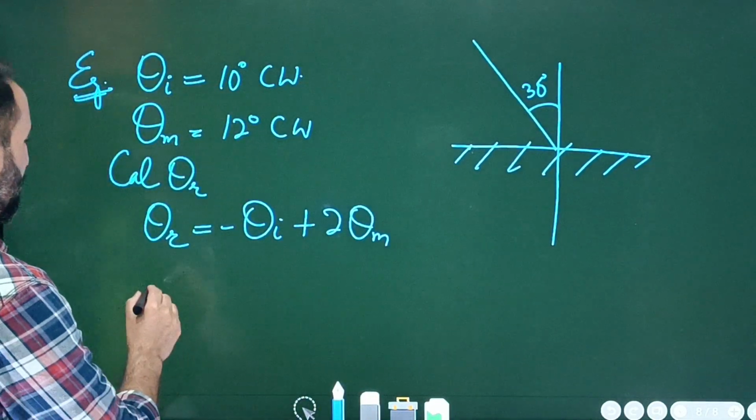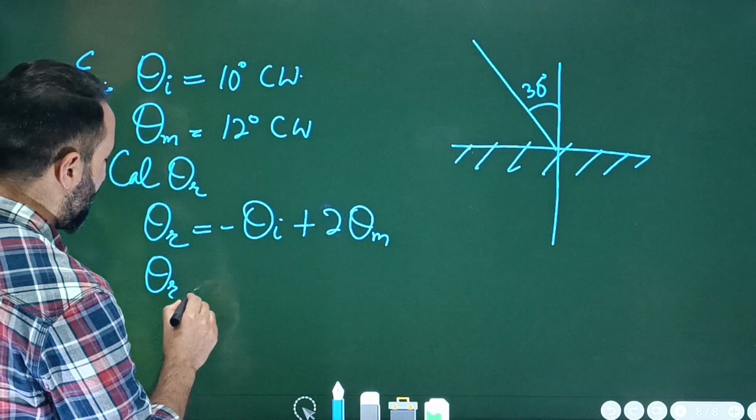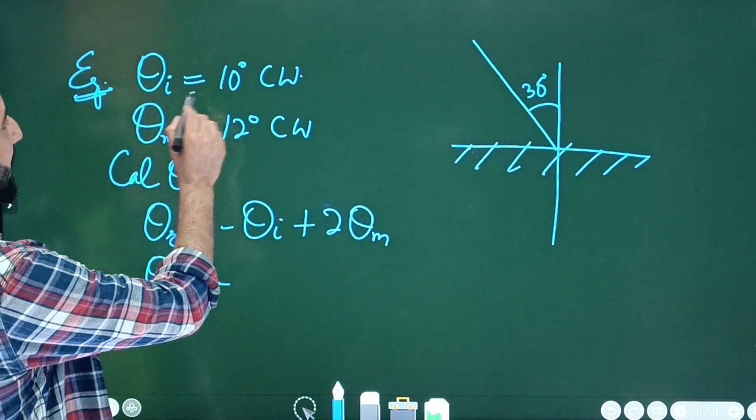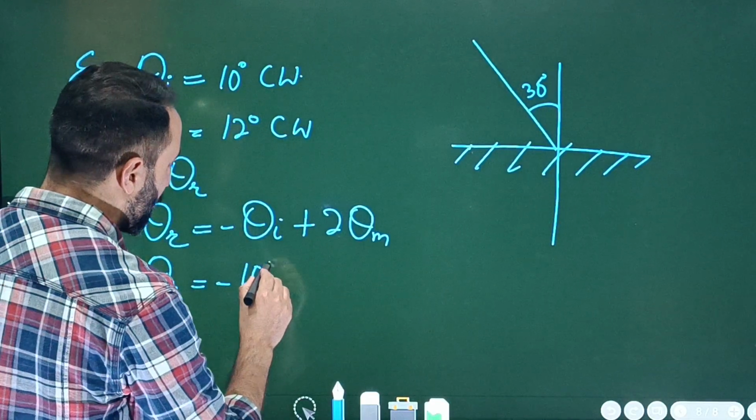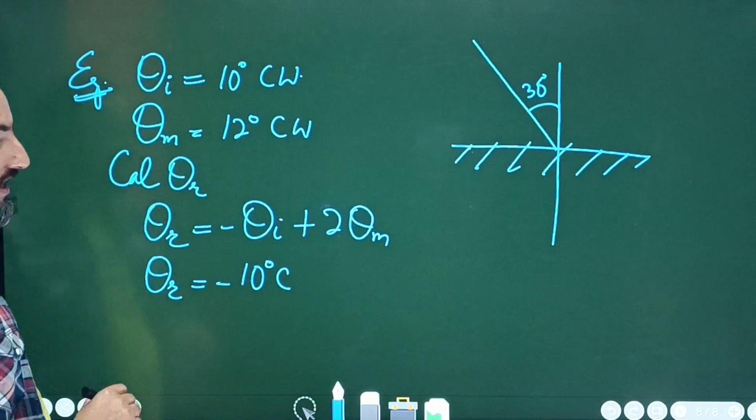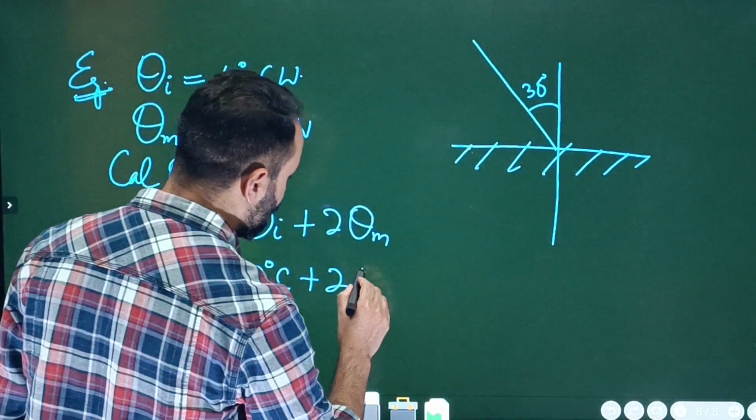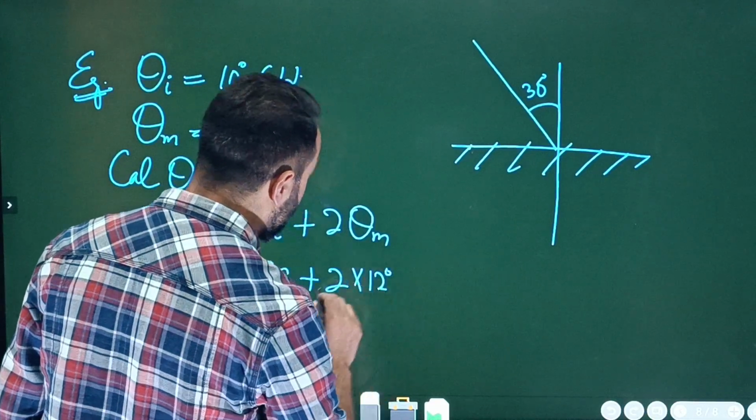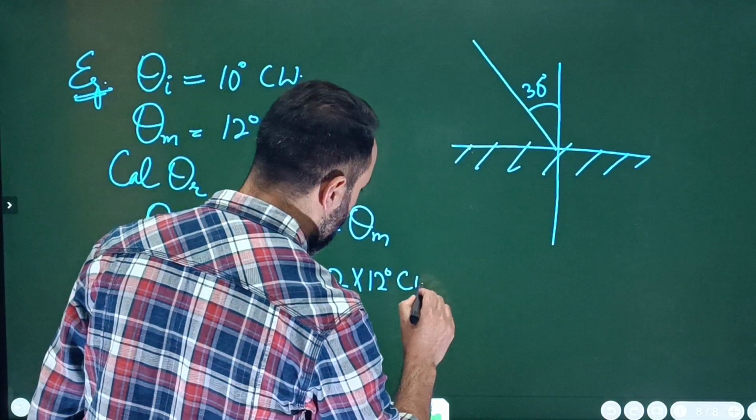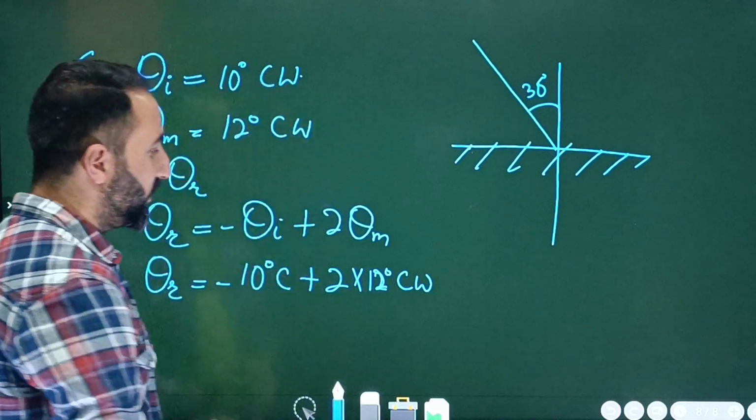Do take care of the directions. So here I will write down theta r will be equal to minus, what about the theta I? That's here 10 degree clockwise. So let me write down 10 degree clockwise. Great, perfect. Plus 2 multiplied with theta m. What is theta m? That's 2 into 12 degree. And what about the sense? That sense is clockwise. Great, perfect. That's 2 into 12 degree clockwise.